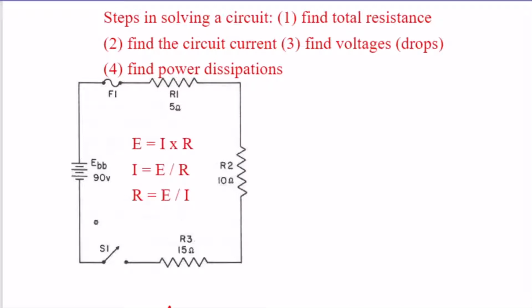The first step in solving a circuit is to take a look at Ohm's law, which is E equals I times R. Translated into English, that's the voltage equals the current times the resistance. Now you can take that simple equation and pull apart its other two parts: the current equals the voltage divided by the resistance, and then finally the resistance equals the voltage divided by the current.